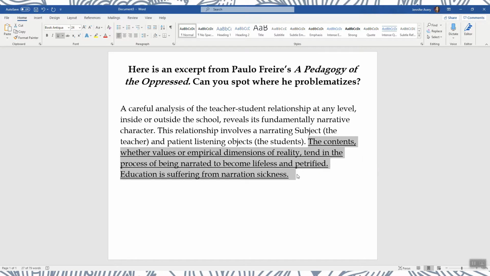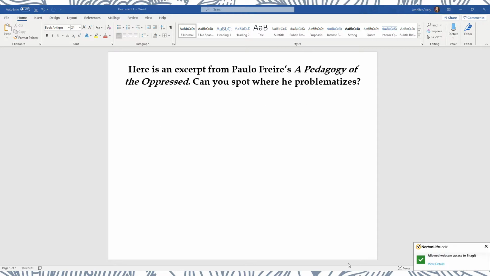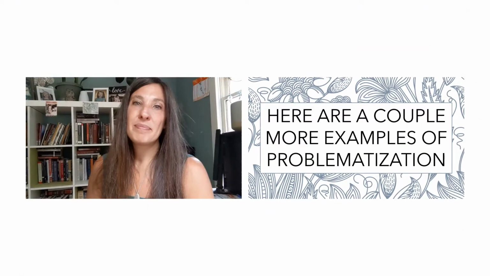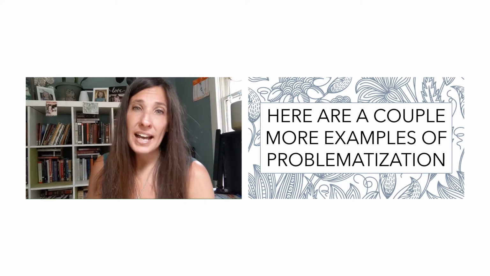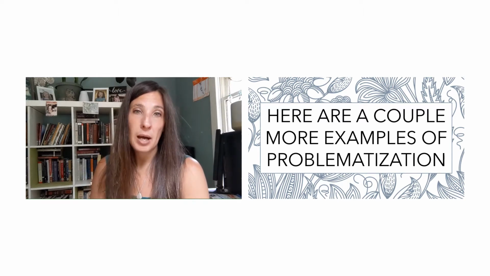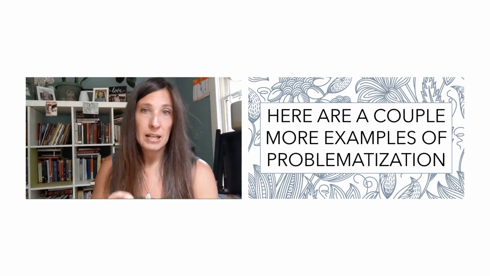I've underlined here a section of this paragraph where Freire problematizes because he denotes that students and teachers are becoming lifeless and petrified because of the narrative structure that they're engaged in. That's definitely a point of tension. He goes on to say that education is suffering from narration sickness, hitting you with a second related problem. I often tell students that if they have 5 to 10 problems associated with their topic, they're in really good shape to write a great academic essay.